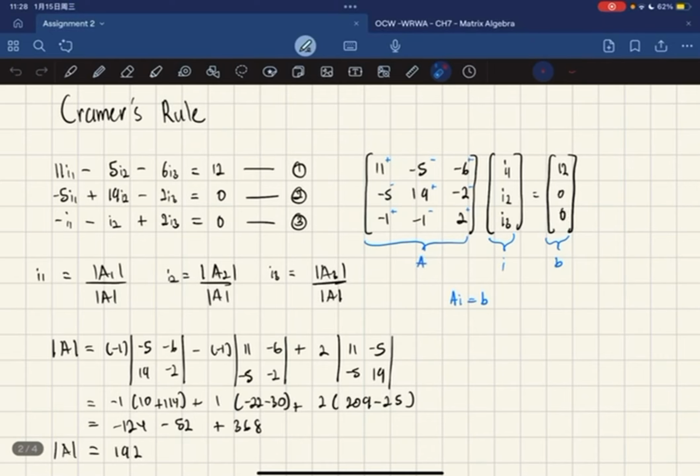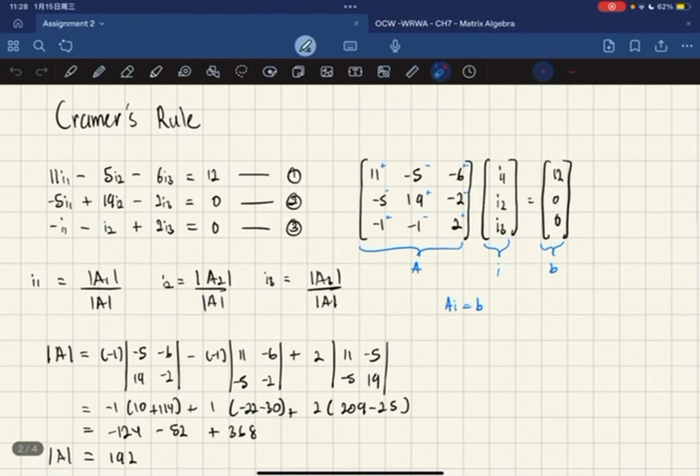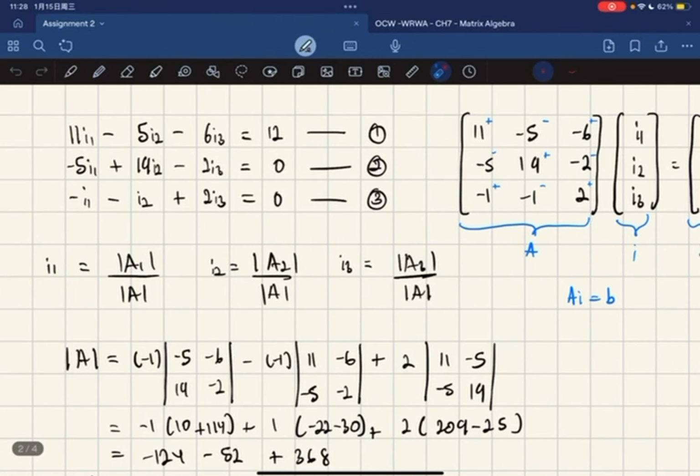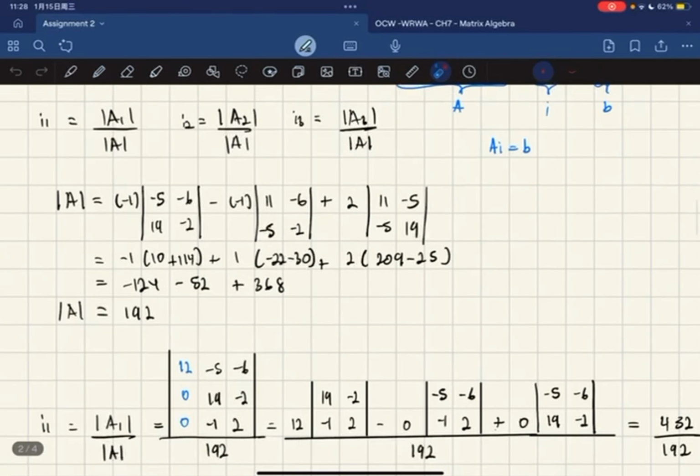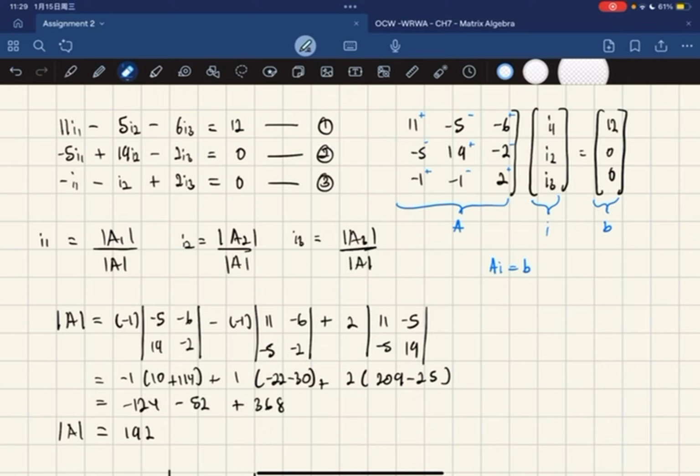So the formula to solve for these variables is I1 equals the determinant of A1 over the determinant of A. The same goes for I2 and I3, where I2 is the determinant of A2 over the determinant of A, the same as I3. So before proceeding any further, let's try to find the determinant of A itself. So matrix A is what we have here.